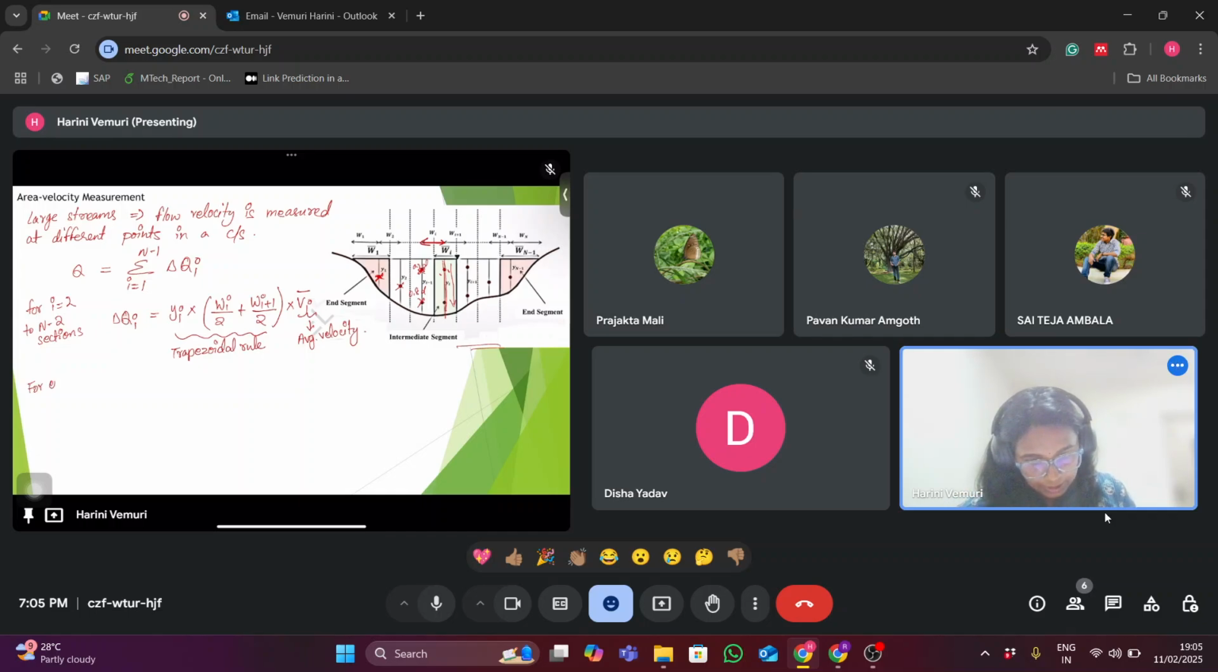In case of end sections, the formula will change. Okay. So here delta Q1 is equal to 1 by 2 W1 plus... Here we are calculating for the end section, and as you can see it is mostly triangular in shape, so we use the triangular formula to calculate the area, and then we multiply it with the average velocity to get the discharge, right?